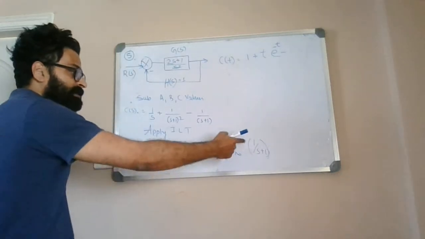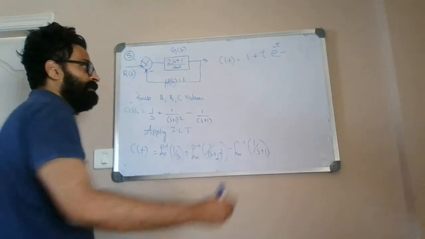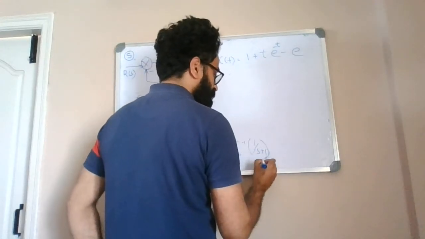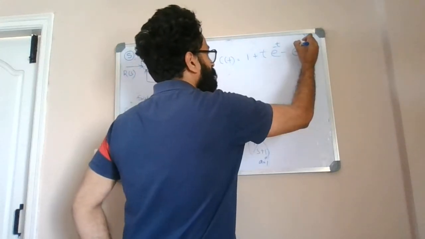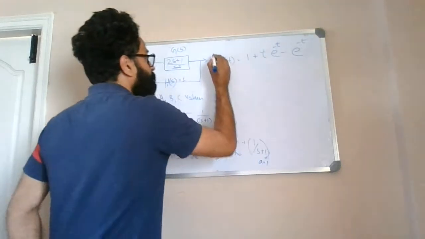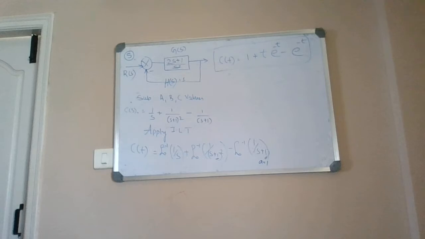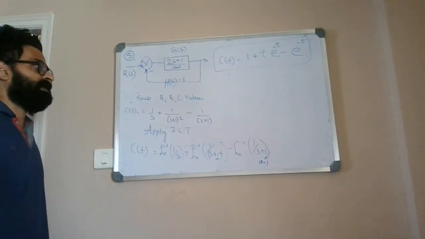This is the Laplace inverse of 1 divided by s plus 1. So that is e to the power minus at. Again, a is 1 here, so e to the power minus t. So this is your time response against step input.